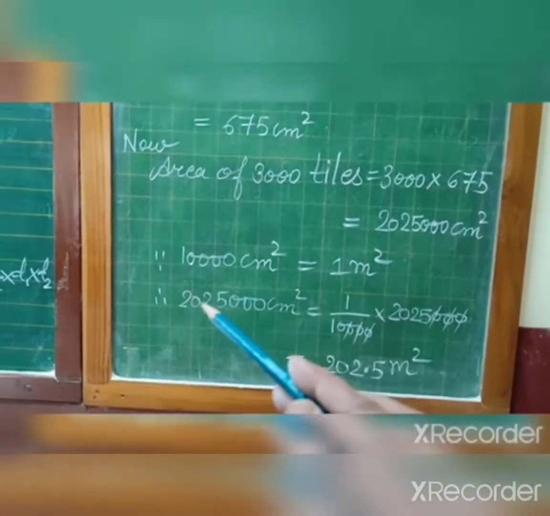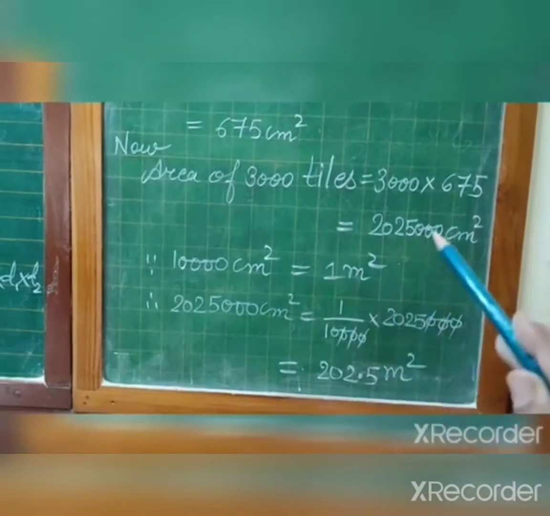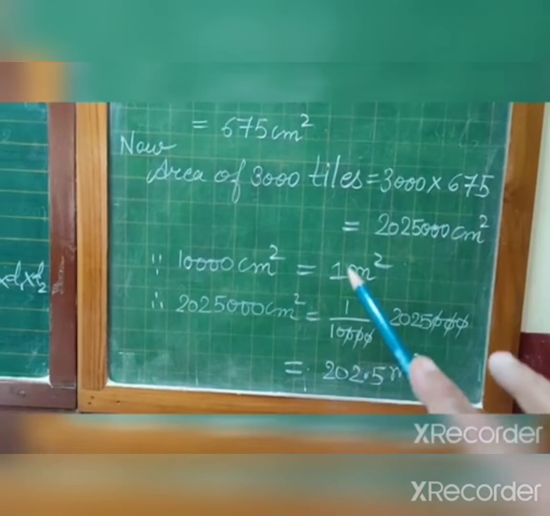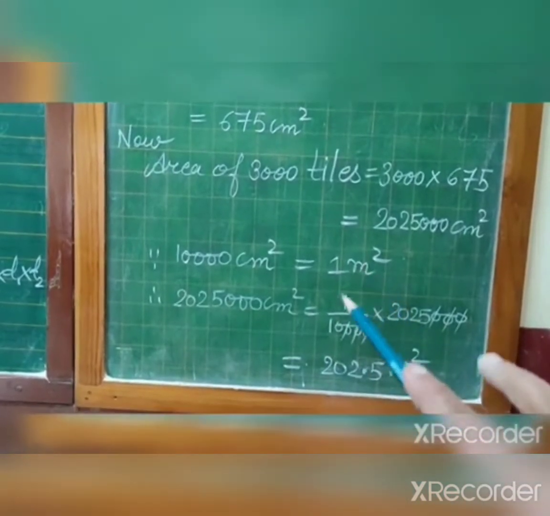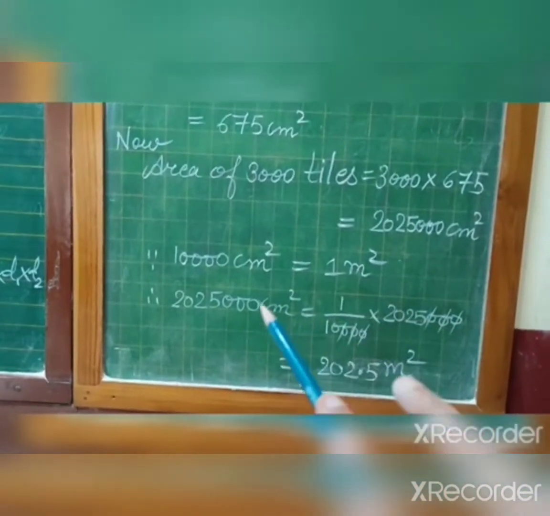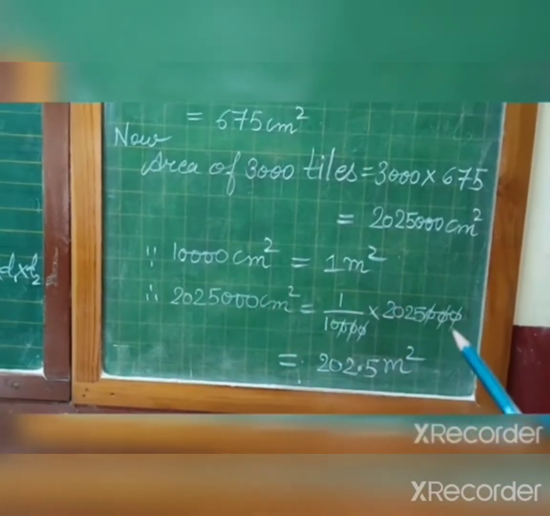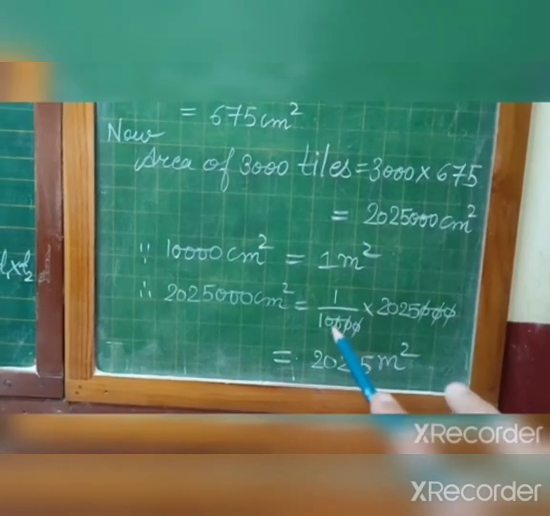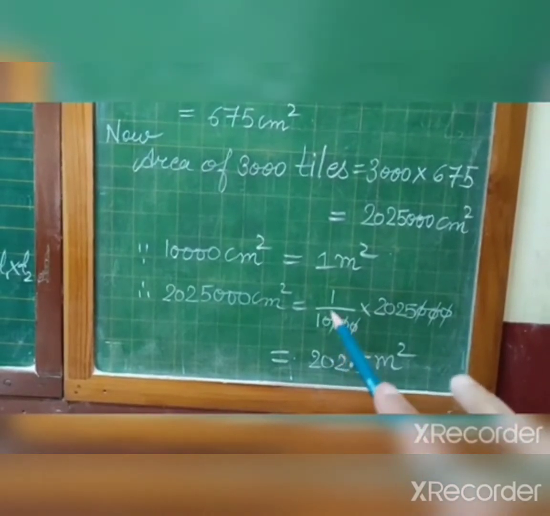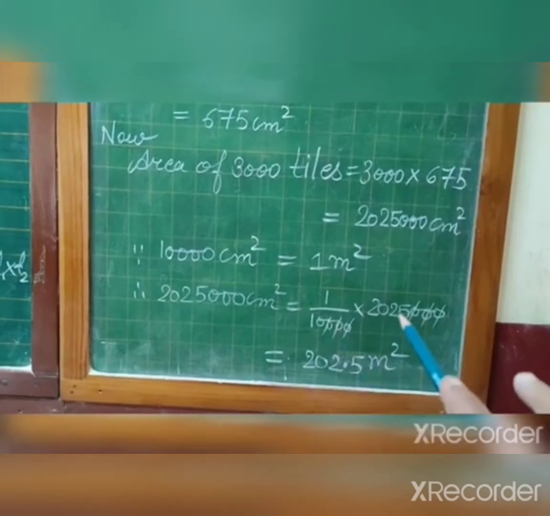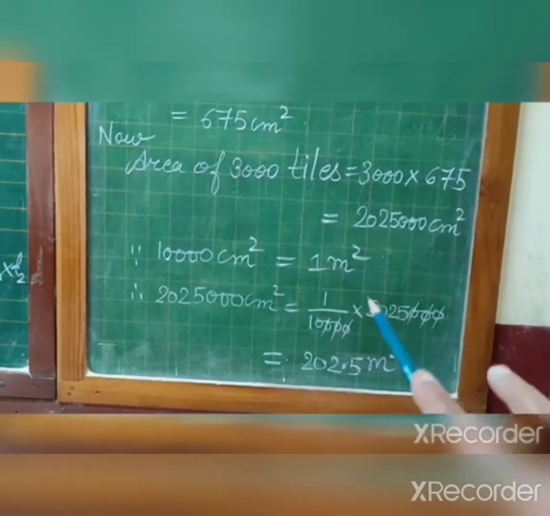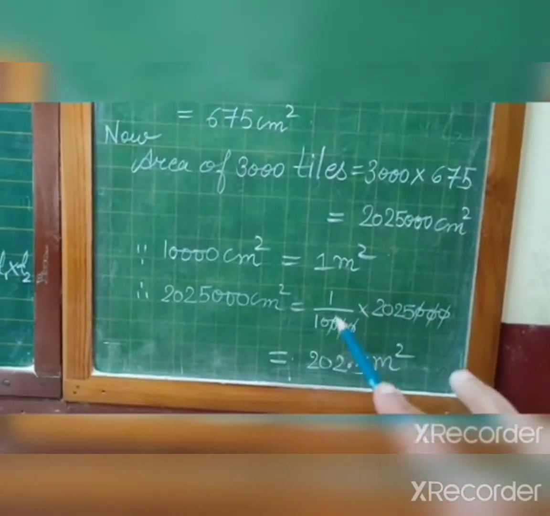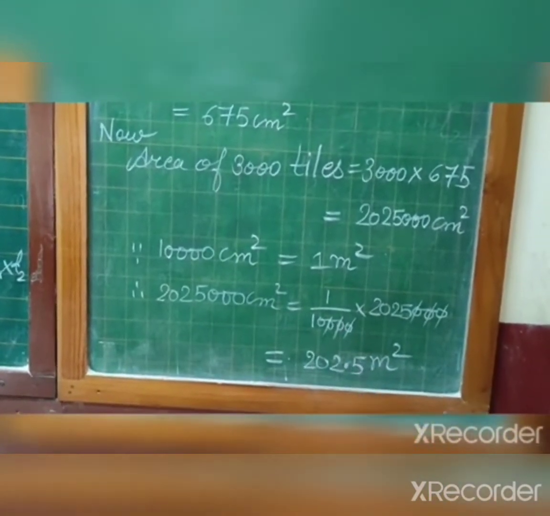So we will write here, since 10,000 centimeter square is equal to 1 meter square, therefore this value we will write centimeter square is equal to this value, we will write in numerator, this will be in the denominator, and this again we will write in the numerator. So this 3 zeros cancelled by this 3 0, 1 0, you can see in the denominator tenths is there. So before one digit we will put decimal. Because 2025 ones are 2025 and before one digit we will put decimal.